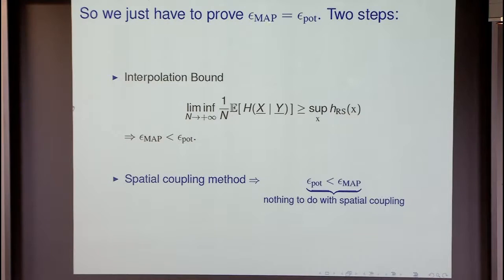So we just have to prove 1, as I said, and this will be done by spatial coupling. Now, because of the old Guerra type bound, we know that epsilon map is less than epsilon potential. So by spatial coupling, we'll prove that epsilon potential is less than epsilon map. And this inequality is proved for the standard LDPC codes that have nothing to do with spatially coupled codes. Okay, spatial coupling is just a tool that we go around.